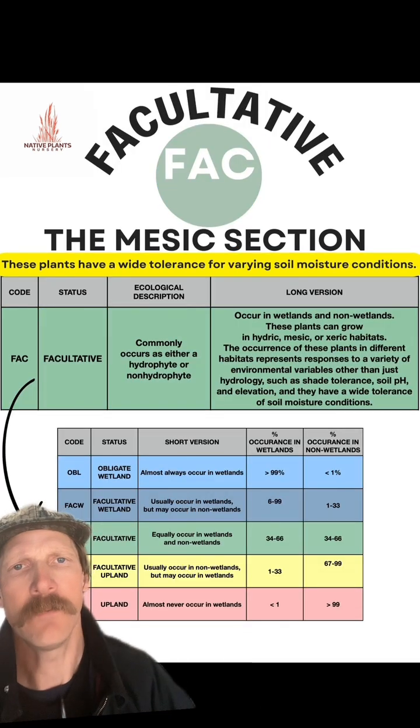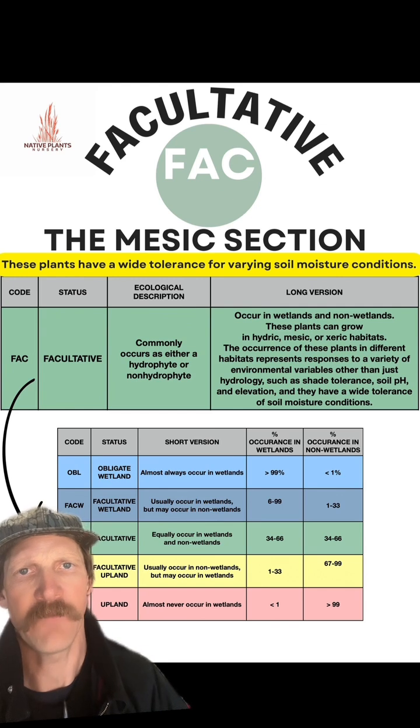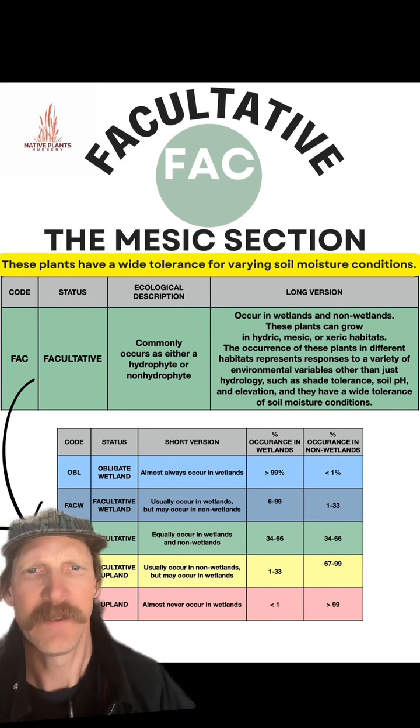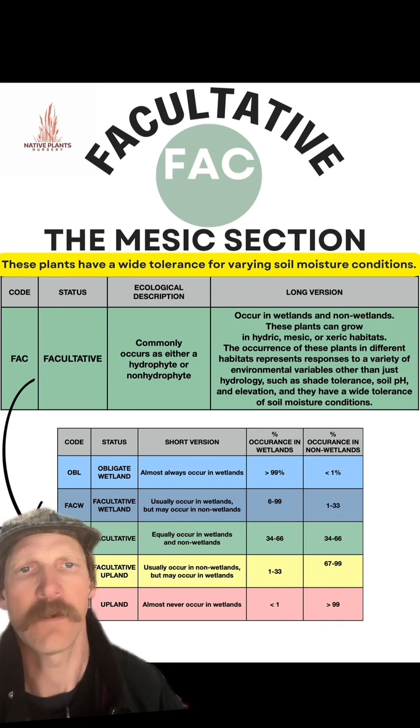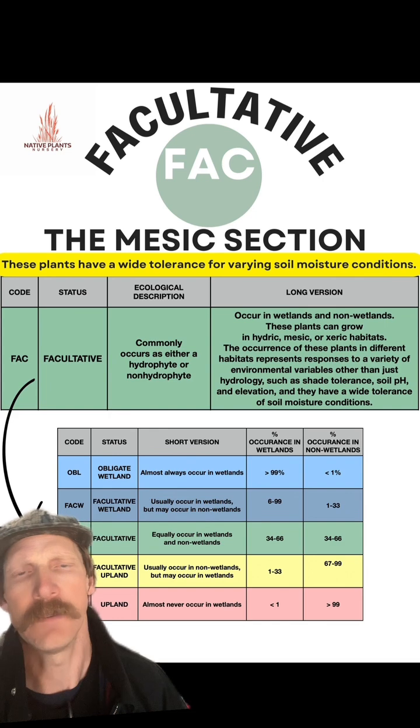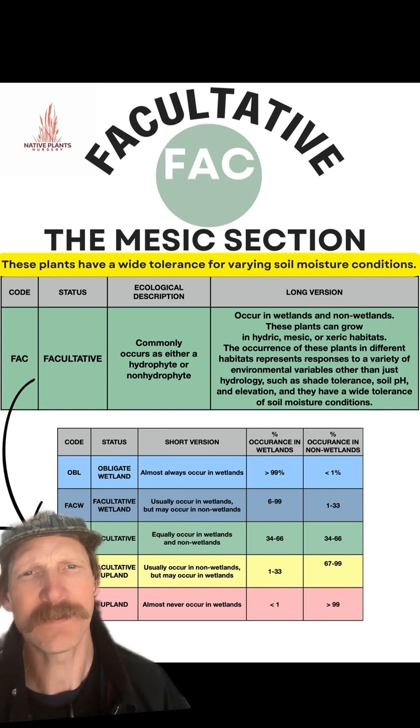But I predict the most popular section to be the facultative section. These are the mesic plants. These are the mesic soil condition plants that are equally likely to occur in a wetland as they are a non-wetland. These are the easiest, no-fuss plants. These are the ones you've always had success with in your past gardening experiences.